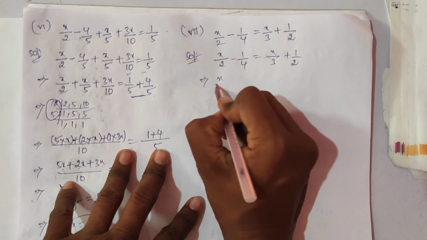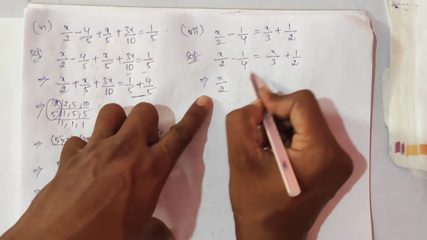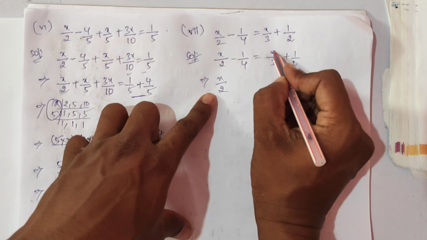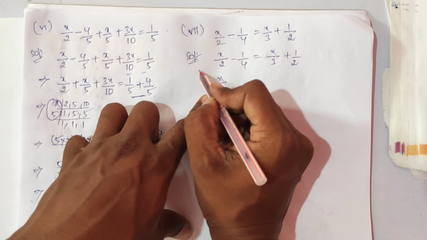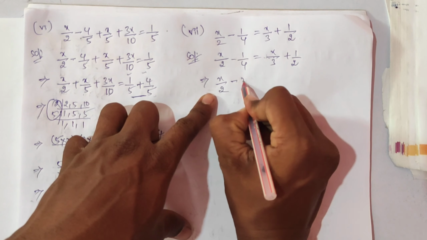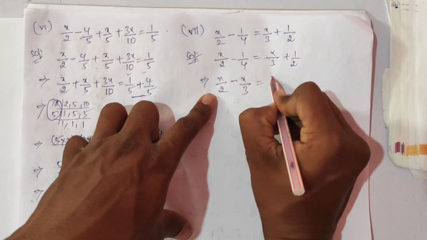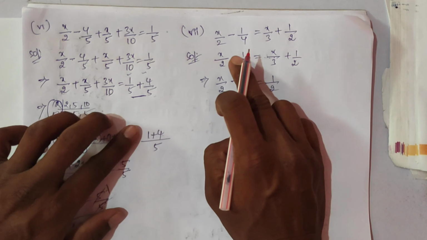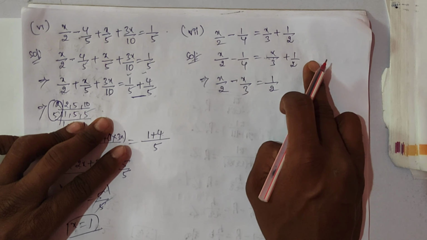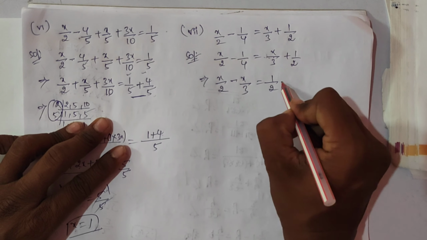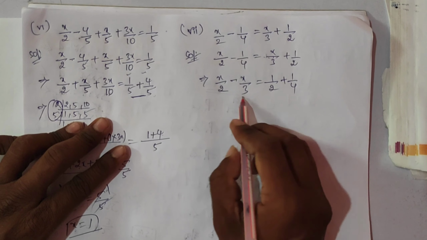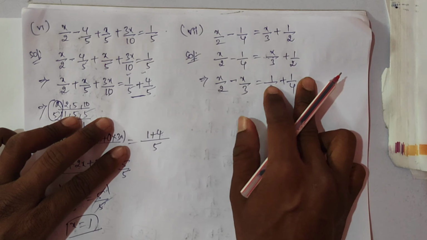This implies, x terms on one side, like terms: x by 2. Now this is plus x by 3. If you transpose to the LHS side, plus quantity becomes what? Minus x by 3 is equal to 1 by 2. Now separate this fraction, remember constant to the RHS side, minus quantity becomes what? Plus 1 by 4. Okay, x terms are here, constants are there.